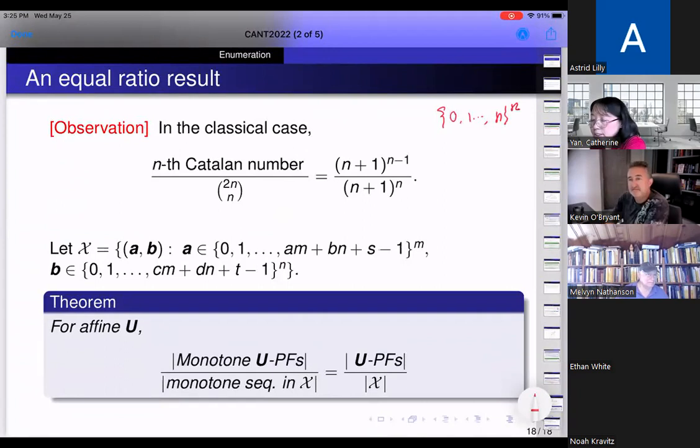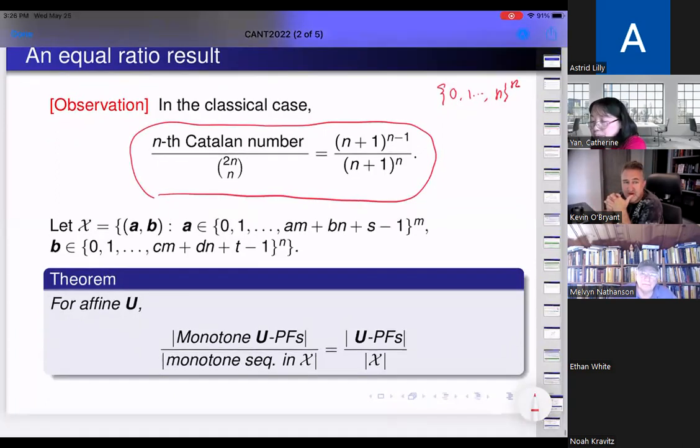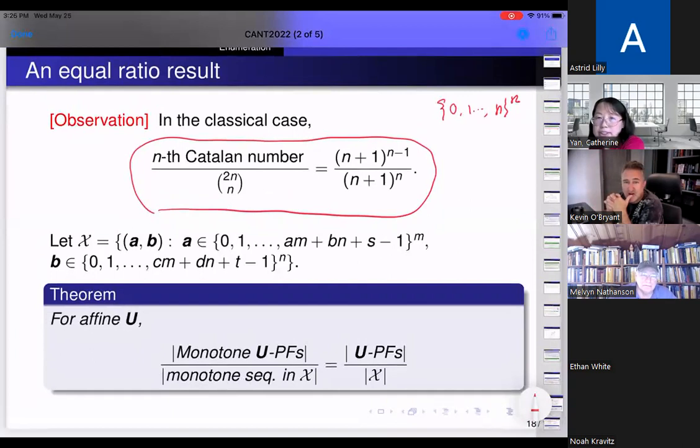The number of such sequences is n plus 1 to the power n, and the classical parking functions are all in there. So what the equation is saying is that over such sequences, the proportion which are parking functions is the same as the ratio of increasing parking functions, which is a constant number, over all the increasing sequences in that world. This is something that happens in the classical case. With the help of this linear form we obtained, we can say the same for any affine weight matrix U.